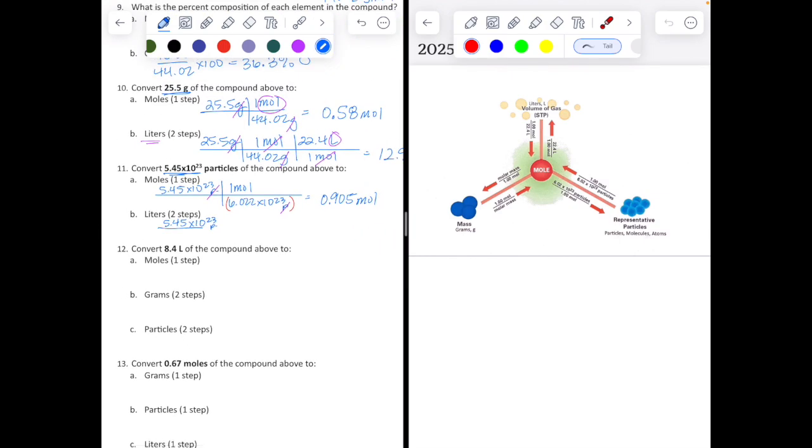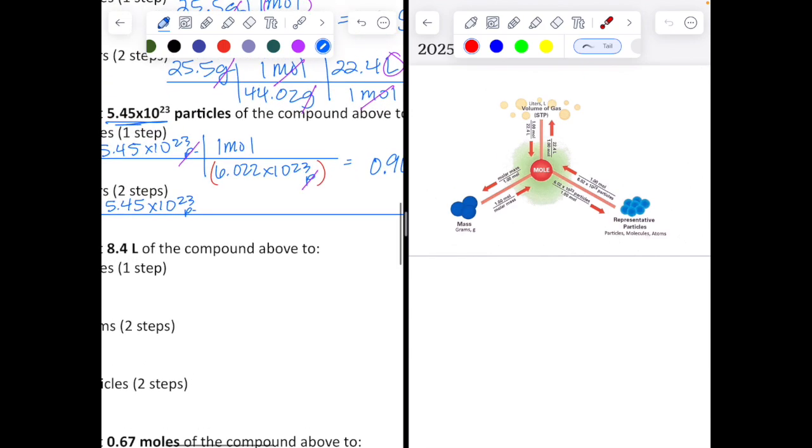Leave yourself enough room to work. You know it's a 2-step problem. Okay, looking at the mole map, our first step to go from particles to moles is 1 mole over Avogadro. And then to go from moles to volume at the top, so to go from the middle to the top, we're going to need 22.4 liters over 1 mole.